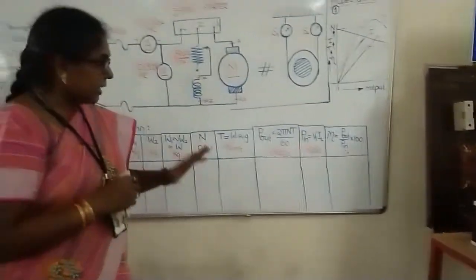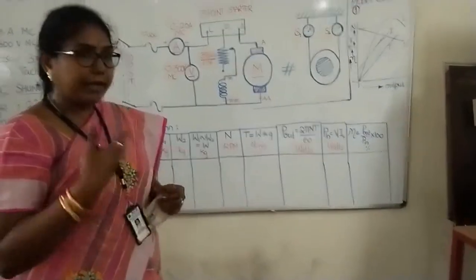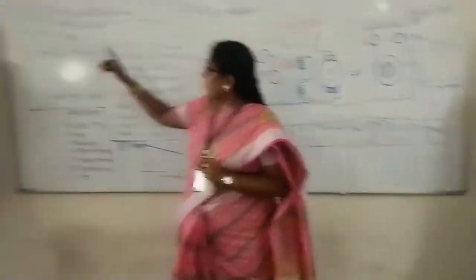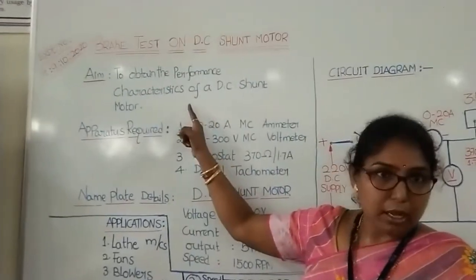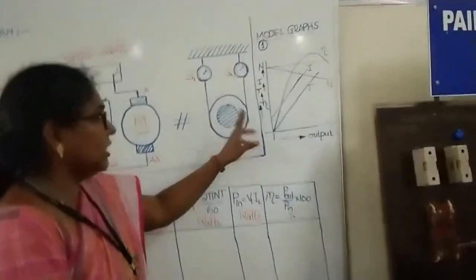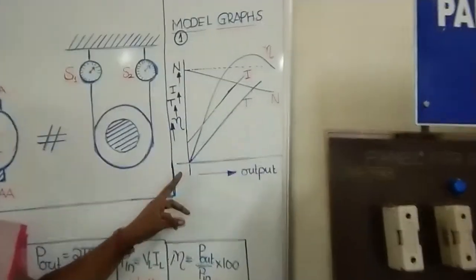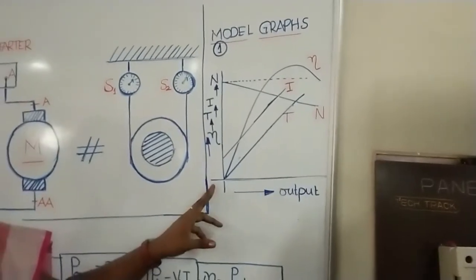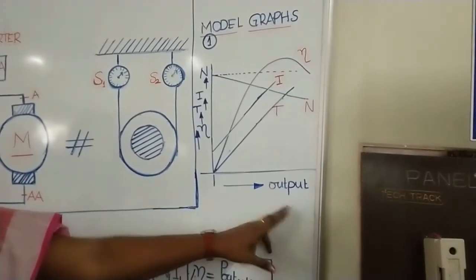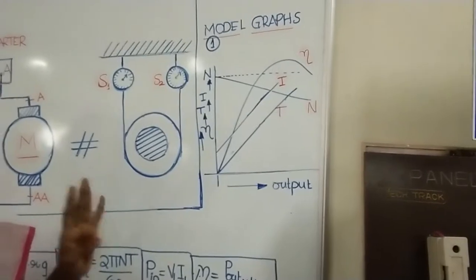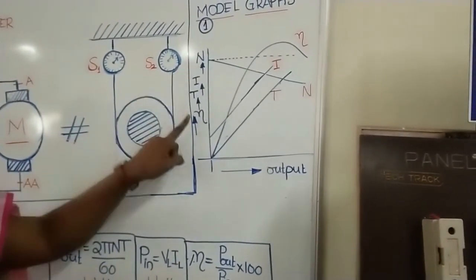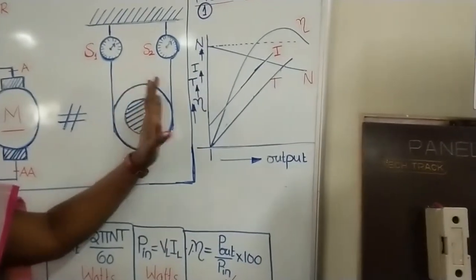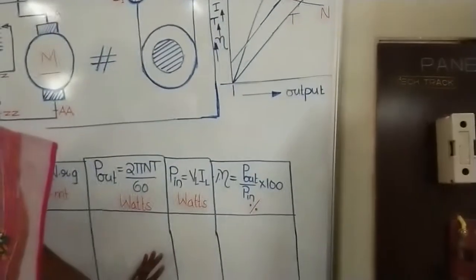And after getting this table completed, what is our aim? Our aim of the experiment is to obtain the performance characteristics of the DC shunt motor. Once we have calculated all these parameters, we are going to draw model graphs. On the x-axis we are taking the output, and on the y-axis we are taking 4 parameters: the current, the torque, the speed of the motor, and finally the efficiency. These values are obtained from the tabular form after calculations.